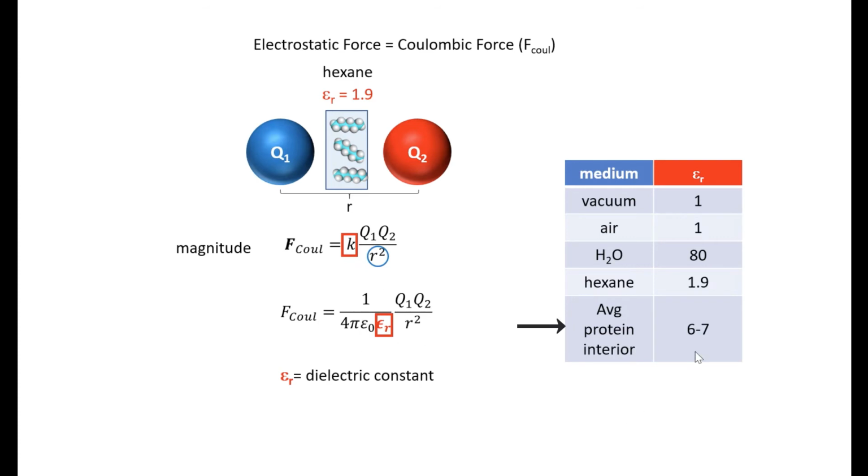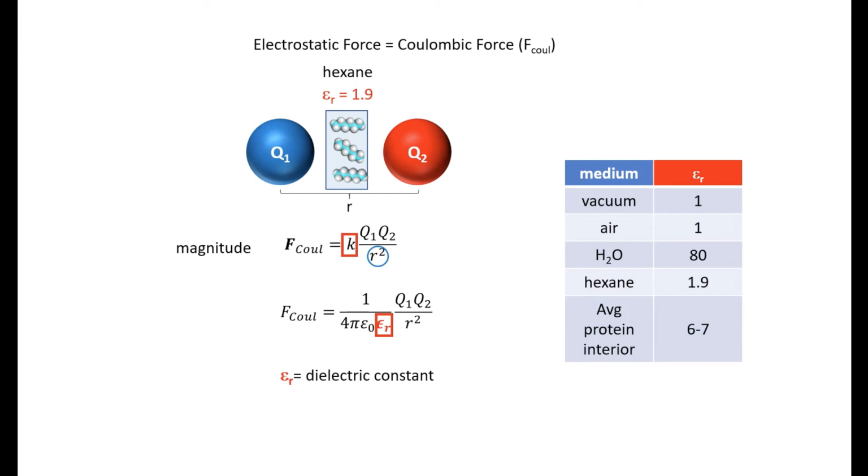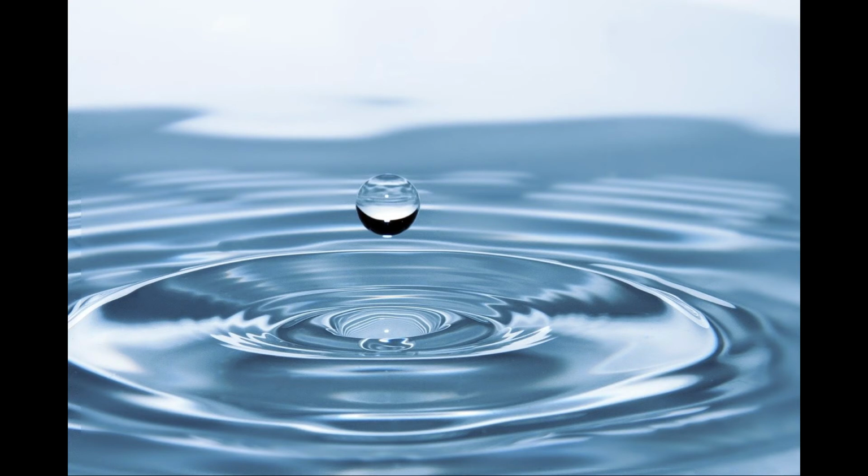The average dielectric constant inside a protein is about 6 or 7. Inside the protein is more hydrophobic than the outside. So you can see that ionic interactions inside a protein between plus and minus charges would be much stronger than if the same charges were in water.